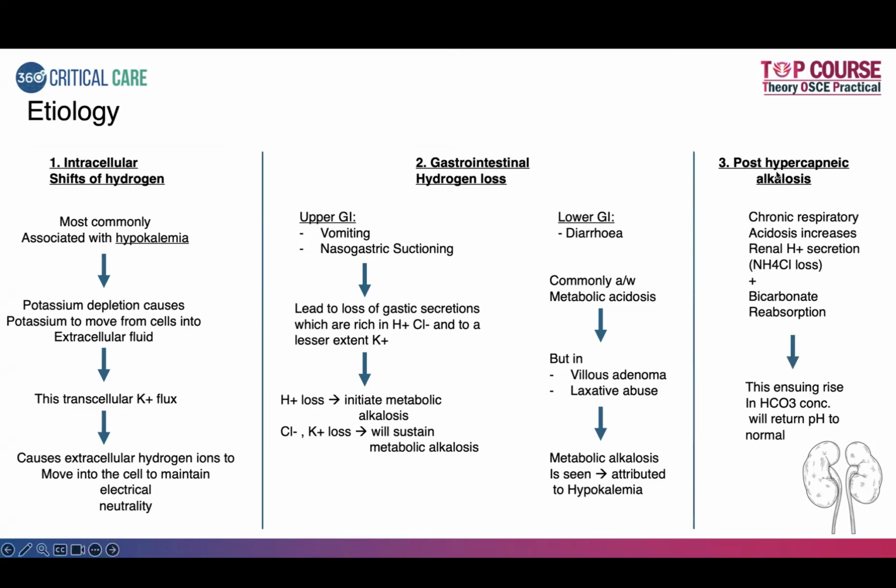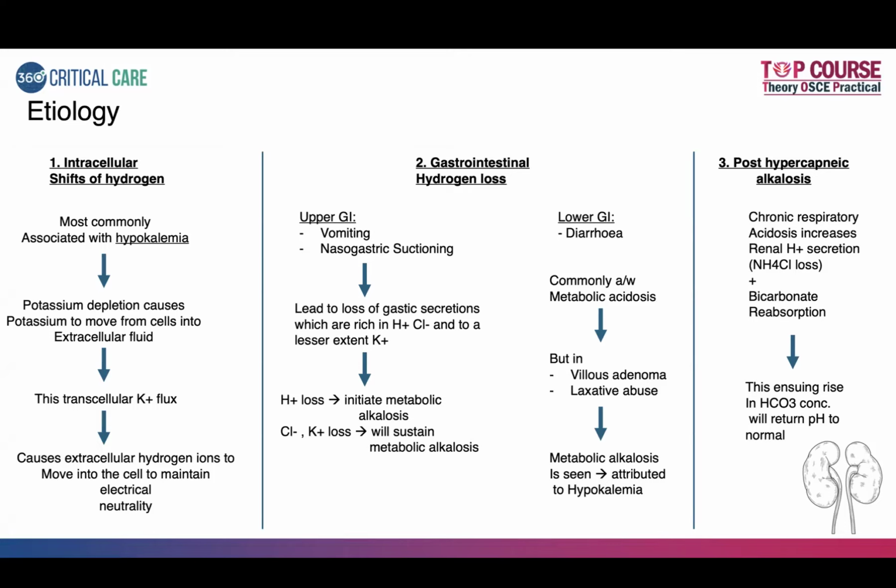Third cause of metabolic alkalosis can be because of post-hypercapnic alkalosis, where chronic respiratory acidosis, especially seen in COPD patients, increases the renal H plus secretion, that is in the form of ammonium chloride loss with bicarbonate reabsorption. So, this ensuing rise in bicarbonate concentration will help to return the pH to the normal levels.